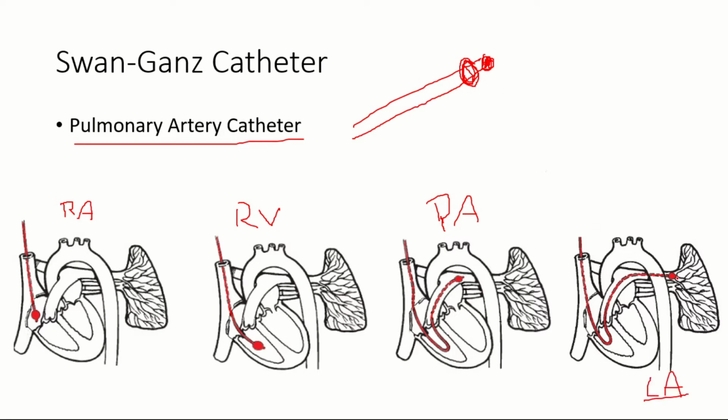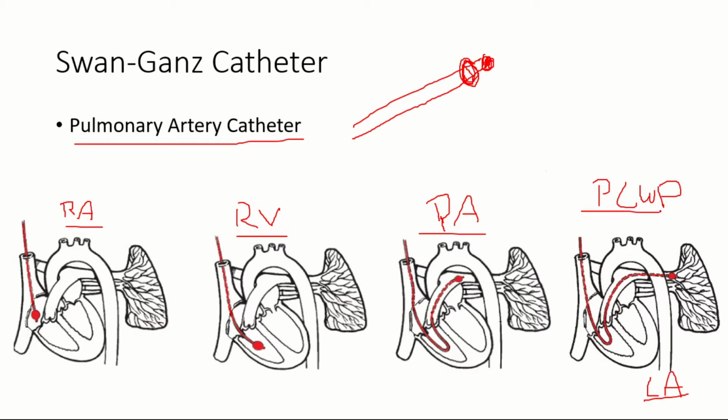So the pressure sensed by the pulmonary artery catheter when it wedges itself into one of the branches of the pulmonary artery is known as pulmonary capillary wedge pressure, which is essentially equal to that of the left atrium. So these are all the pressures that can be measured using Swan-Ganz catheter.